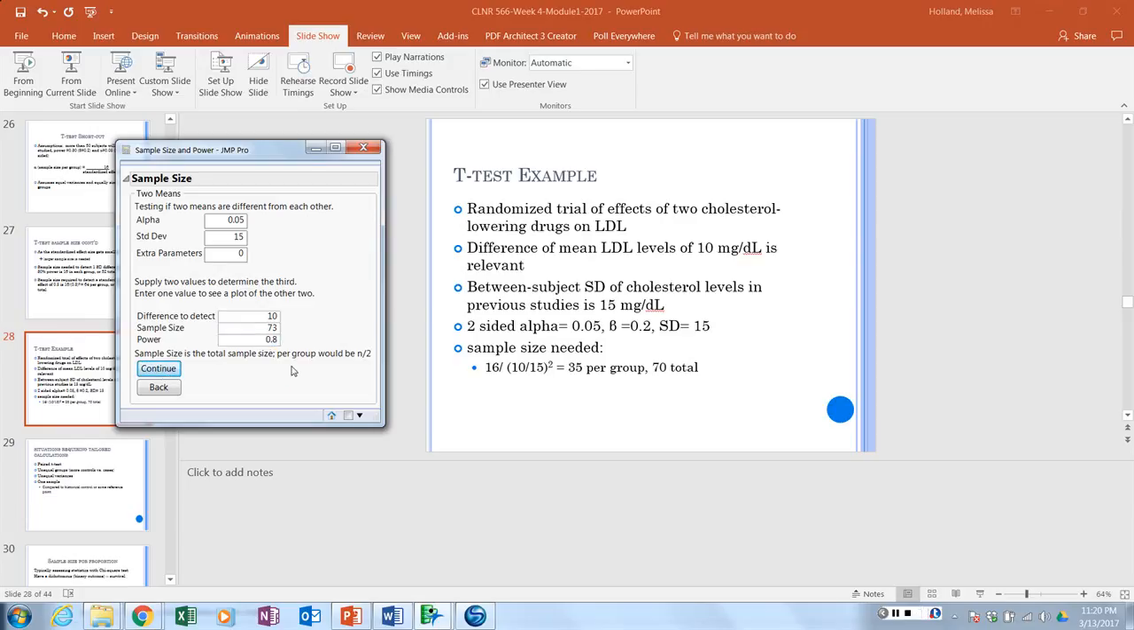And you can see here that for this example, we need 73 total sample size. And just like our hand calculation, where we had 35 per group, 70 total, that 73 is close and comparable to that. And you can see that what this calculator spits out is the total sample size. If you want the per group estimate, then you divide that by 2.